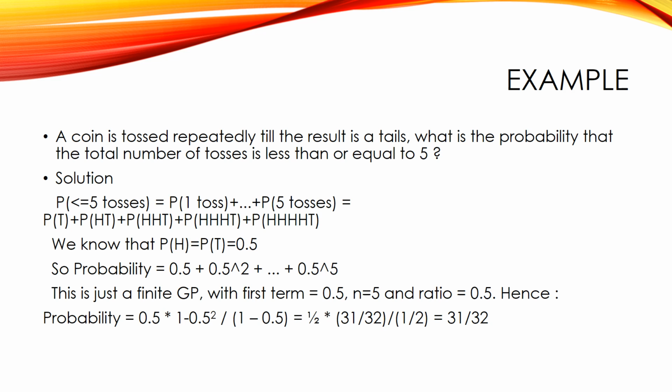So we know that P(H) = P(T) = 0.5. So probability = 0.5 + 0.5^2 + ... + 0.5^5. This is just a finite GP, with first term 0.5, n = 5 and ratio 0.5. Hence probability = 0.5 times (1 - 0.5^5)/(1 - 0.5) = half times (31/32)/(1/2) = 31/32.